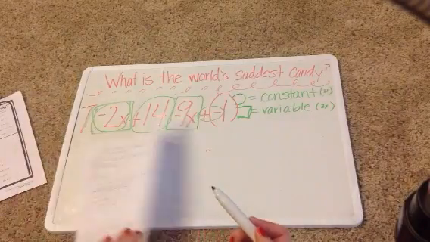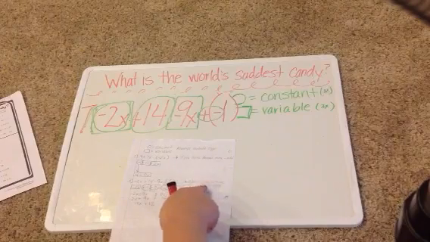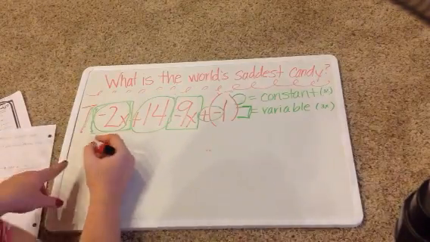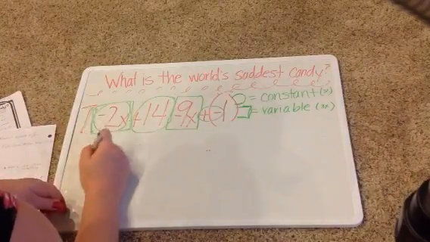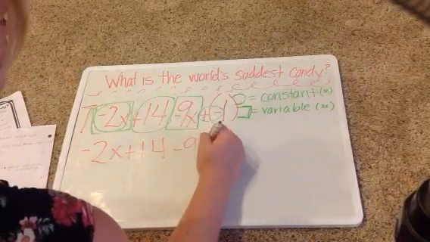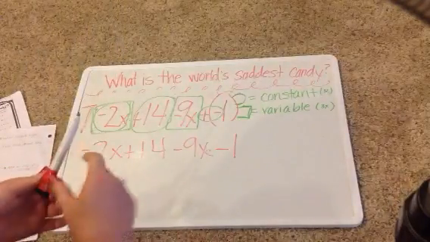So double check your notes. So remember, adding a negative number is the same as subtracting. Okay, so let's rewrite that. So we have negative 2x plus 14 minus 9x minus 1.